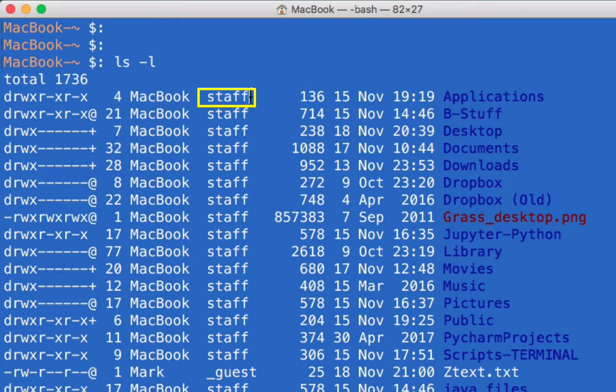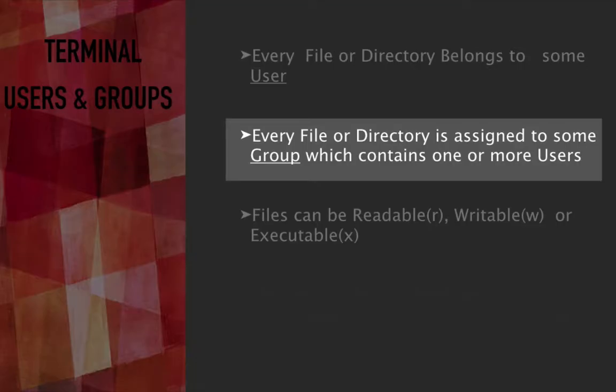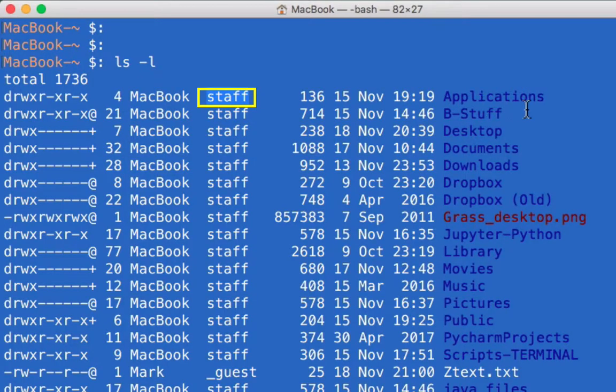Now this is the group. This is the group to which this application folder is assigned. Okay, so this folder is assigned to the group staff. All these ones are assigned to the group staff. This file, for example, is assigned to the group _guest. Okay, next one, MacBook. This is the owner. Very important. It means that this folder belongs to MacBook.